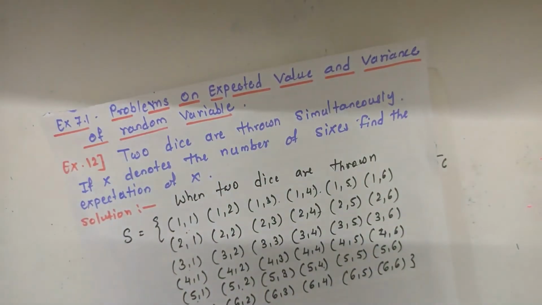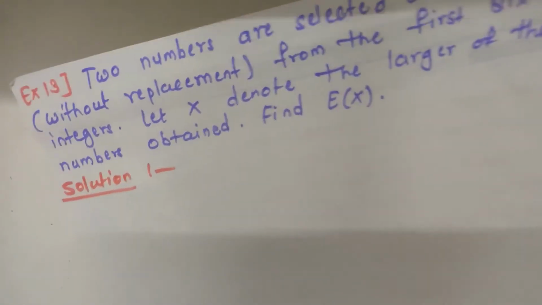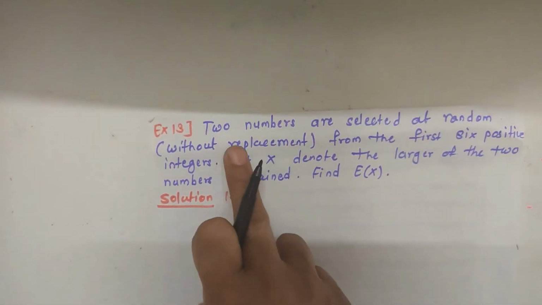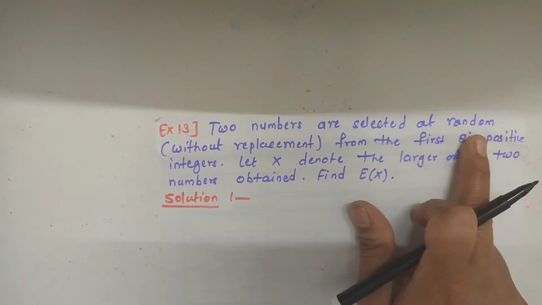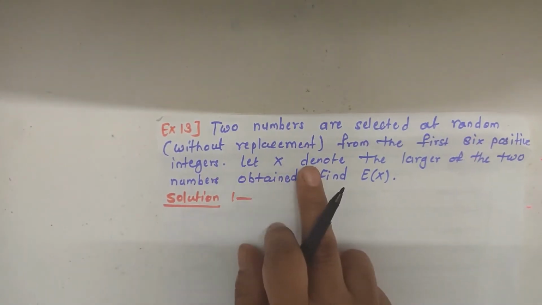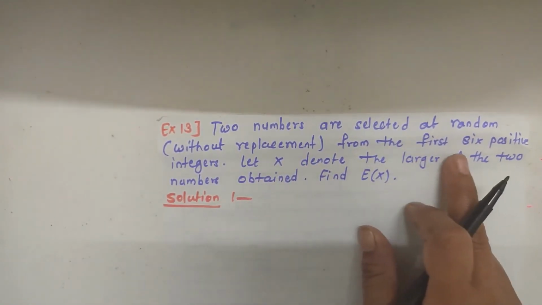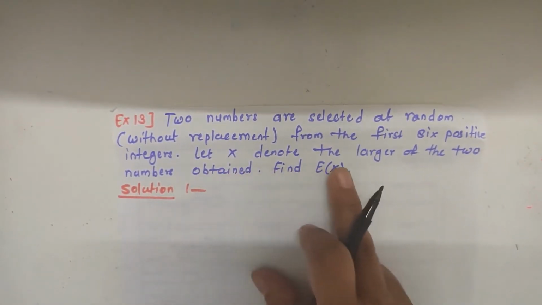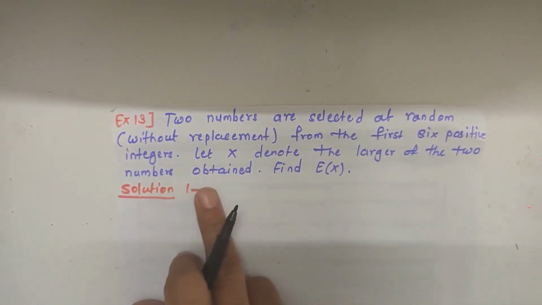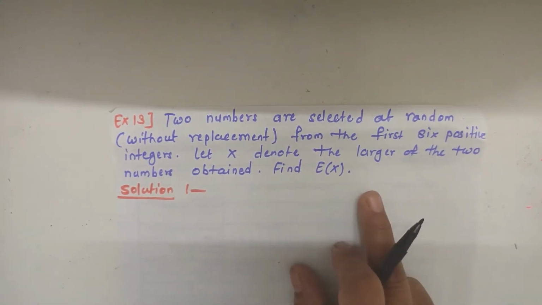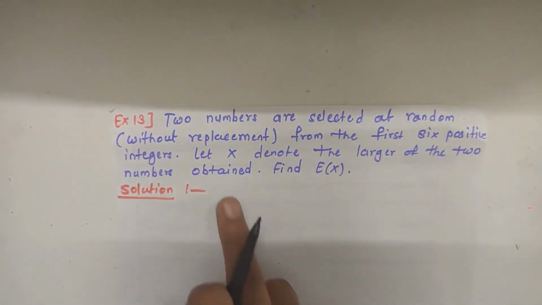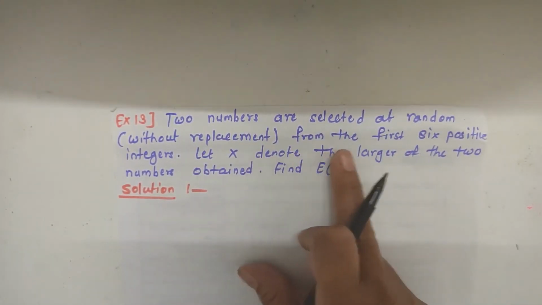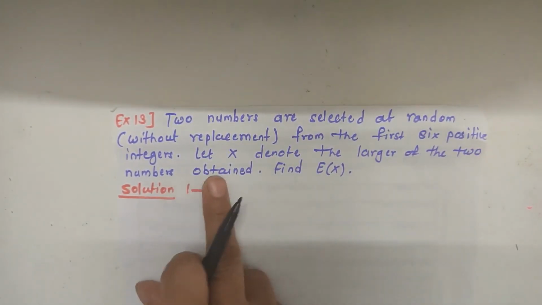Let's see the next example. Two numbers are selected at random without replacement from the first 6 positive integers. Let x denote the larger of the two numbers obtained. Find E of x.